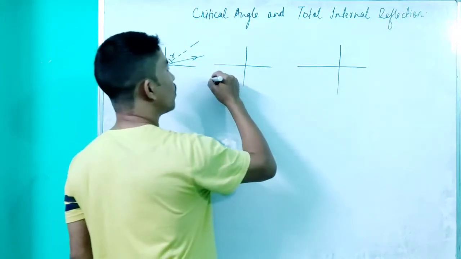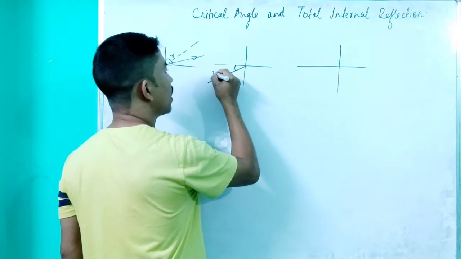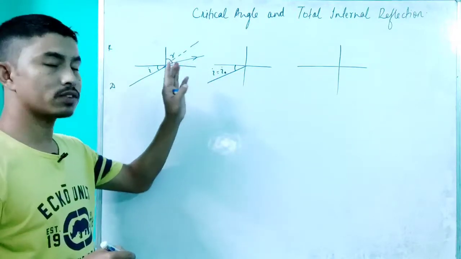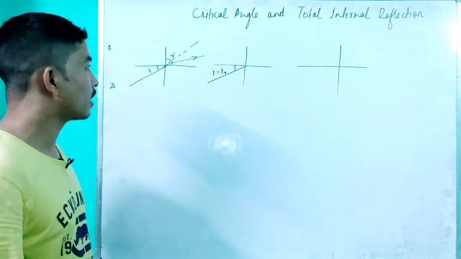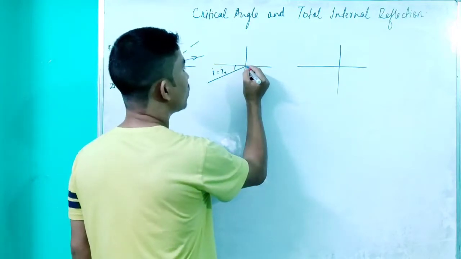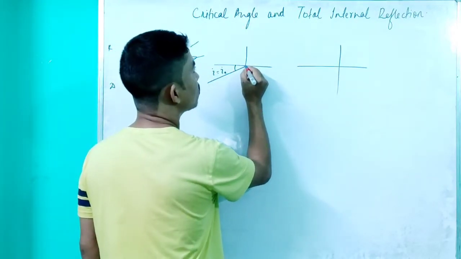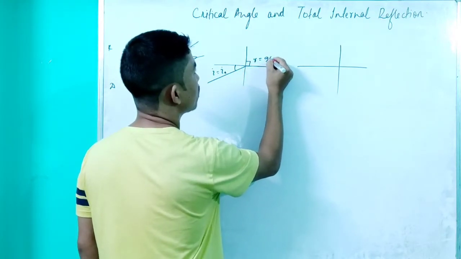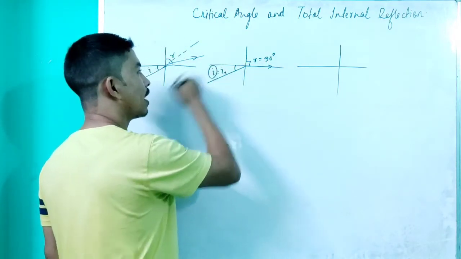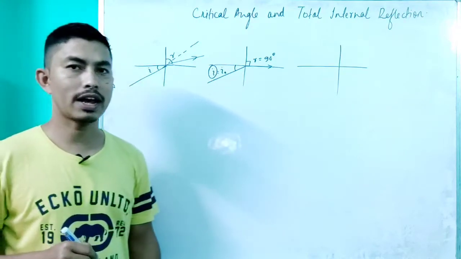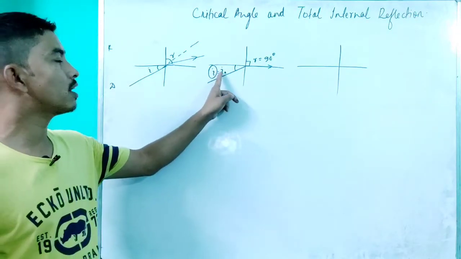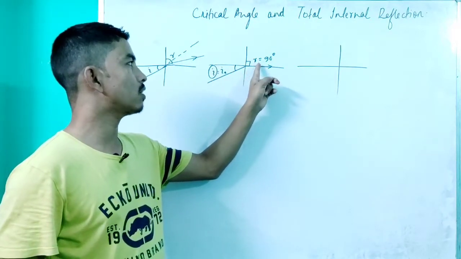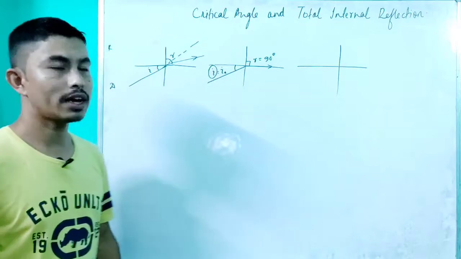Now for a certain value of the angle of incidence, that is i equals ic, the refracted ray will pass along the line separating the two media. That is, the angle of refraction becomes 90 degrees. In that case, the angle of incidence is known as the critical angle. So the critical angle is the angle of incidence in a denser medium corresponding to which the angle of refraction in a rarer medium is 90 degrees.